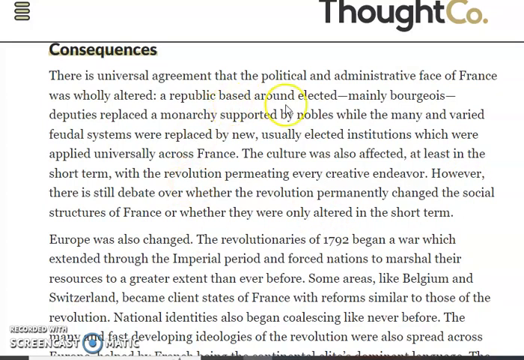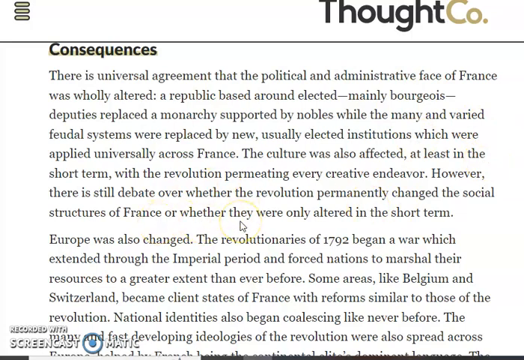Consequences. There's a universal agreement that the political and administrative face of France was wholly altered. A republic based around elected, mainly bourgeois, deputies, middle class, replaced a monarchy supported by nobles and lords, while the many and varied feudal systems were replaced by new, usually elected institutions, which were applied universally across France. The culture was also affected, at least in the short term, with the revolution permeating every creative endeavor. However, there is still debate over whether the revolution permanently changed the social structures of France or whether they were only altered in the short term.